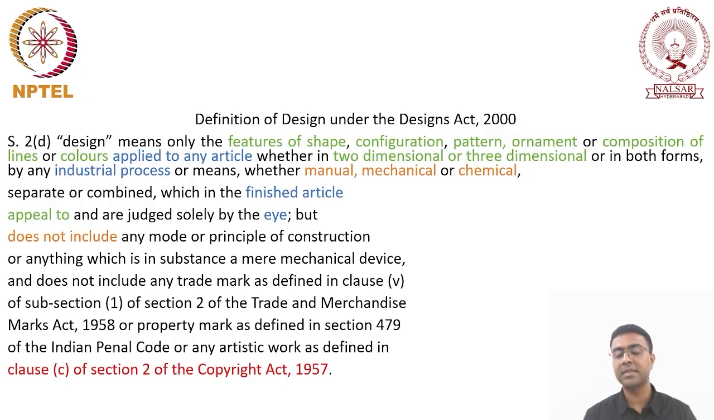In explaining what a design is then, what this provision says is, design means only the features of shape, configuration, pattern, ornament, or composition of lines or colors applied to any article, whether in two-dimensional or three-dimensional or in both forms, by any industrial process or means, whether manual, mechanical, or chemical, separate or combined, which in the finished article appeal to and are judged solely by the eye.